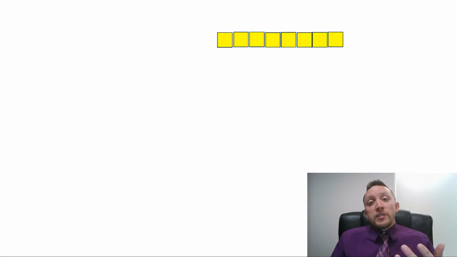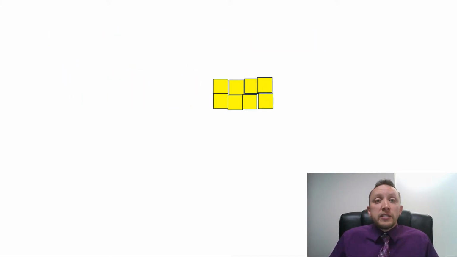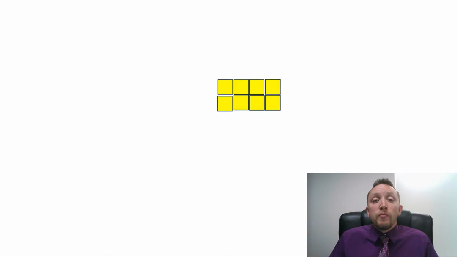For example, if you have your algebra blocks in front of you, we could arrange them into a rectangle like this to say that 1 times 8 would give us 8. There's another way that we could do this, where we could take those same blocks and set them up to be 2 by 4, which would give you 8. Now let's think about that for a second. That 2 times 4, those would be the factors.